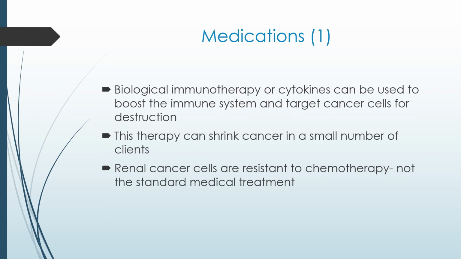So, medications. Biological immunotherapy or cytokines can be used to boost the immune system and then target cancer cells for destruction. This therapy can shrink cancer in a small number of clients. So, does it work? Does it not work? Well, we don't know. But it's worth a try, in my opinion. Renal cancer cells are resistant to chemotherapy, so this is not the standard medical treatment.